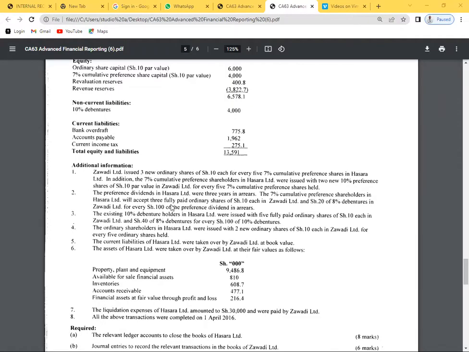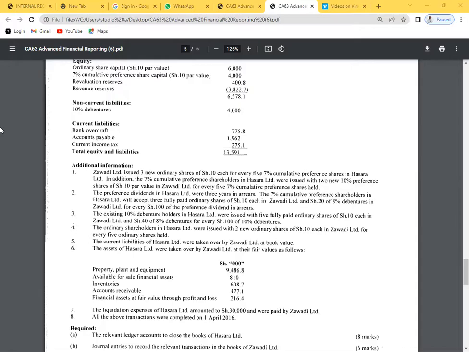There are 2 kinds of payments we shall be giving them here. For this preference dividend outstanding 3 years, we are going to give them 2 packages, 2 benefits. The 7% cumulative preference shareholders in Hasara Limited will accept 3 fully paid ordinary shares. So we are going to give them ordinary shares, and we shall also give them debentures.